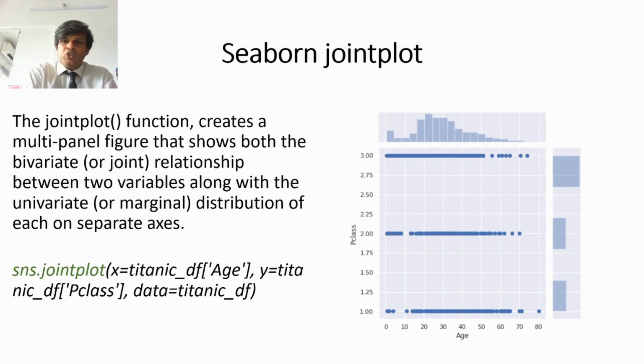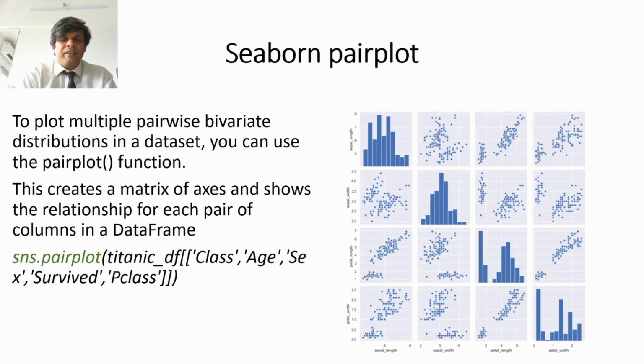So what joint plot shows is the relationship between two variables, plus it also shows the distribution of individual variables on separate axes. So these are the separate axes, and this is the joint relationship between these two variables, passenger class and age. I have put in the code snippet over here on how we can generate this graph. Let's move on.